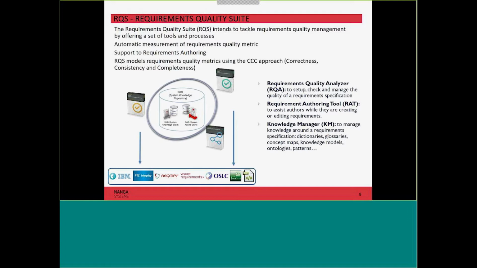And the Knowledge Manager is used to manage knowledge around requirements. So things like the dictionaries, so we have a consistent set of terms that we're using: glossaries, concept maps, knowledge models, ontologies, and patterns, etc. We can define within Knowledge Manager the patterns we will use when we're authoring requirements. We'll see later a pattern for a system parameter. We can fill in slots within these patterns to make sure our requirements follow a specified and defined set of patterns. This is giving the requirements authors additional help as well, so they're confident that they're writing quality requirements right from the start.